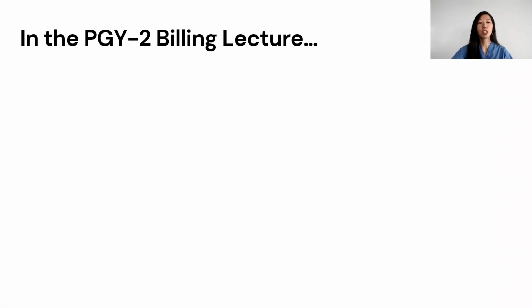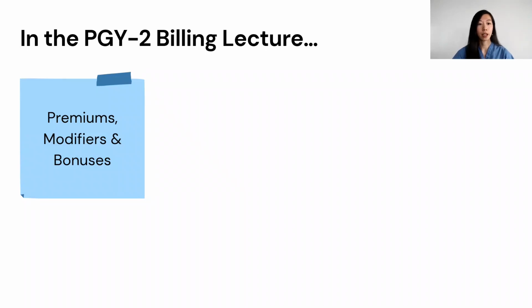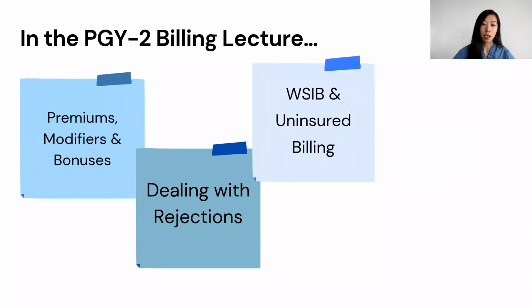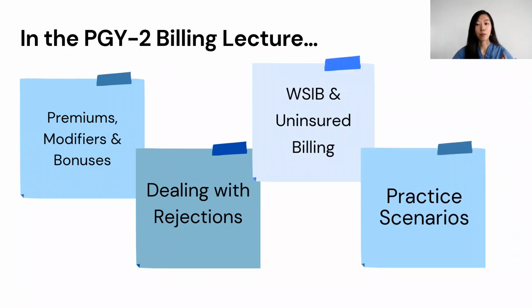Okay, so those are some of the examples, and there are going to be way more examples in the PGY2 billing lecture. What I'll cover there is premiums, modifiers, as well as bonuses, how to deal with billing rejections, WSIB, as well as uninsured billing, and practice scenarios. Really watch the PGY2 lectures. I think I have about 20 different billing scenarios in there that we go through, and that is super high yield for you to learn billing.